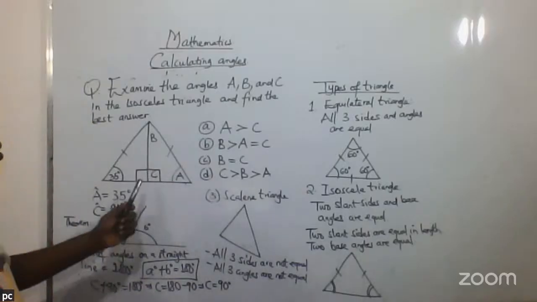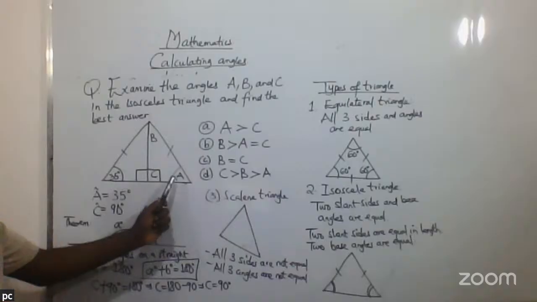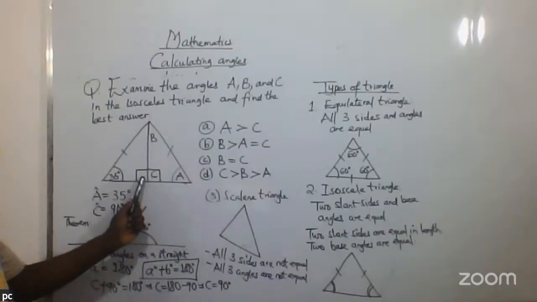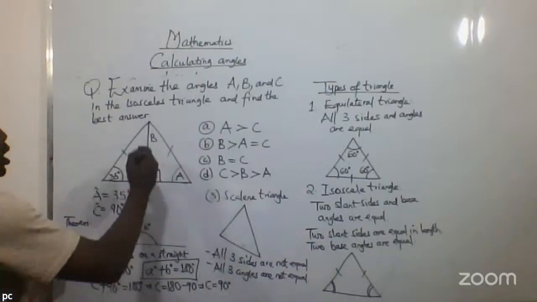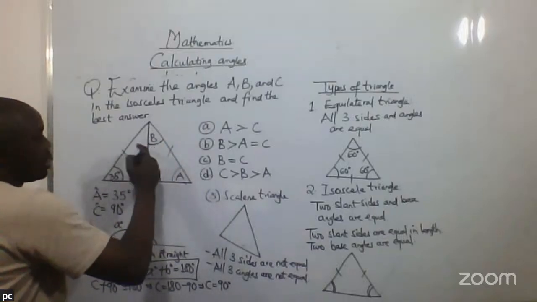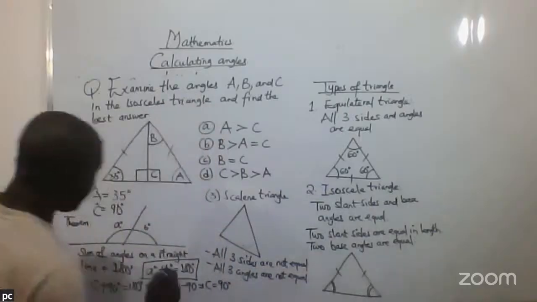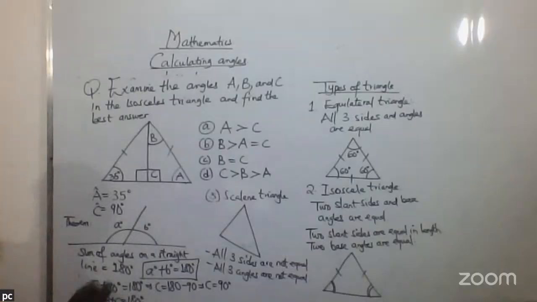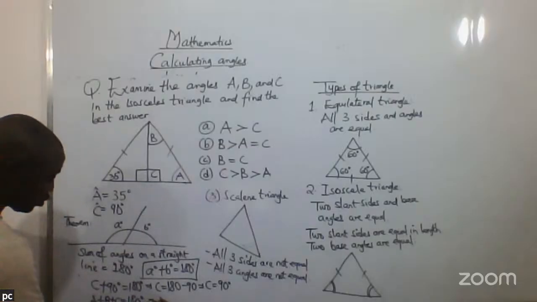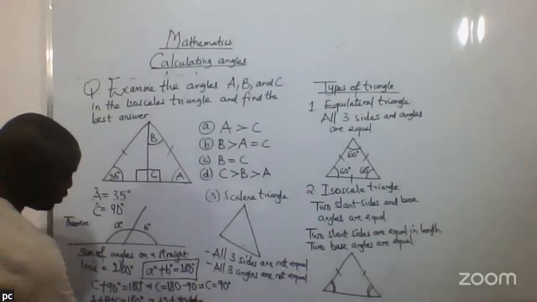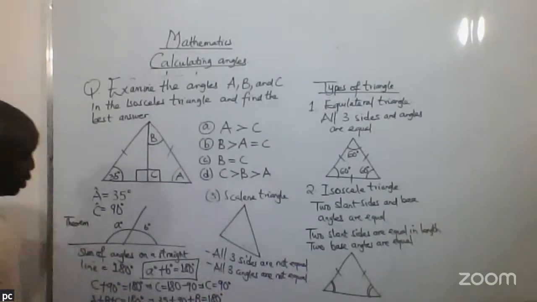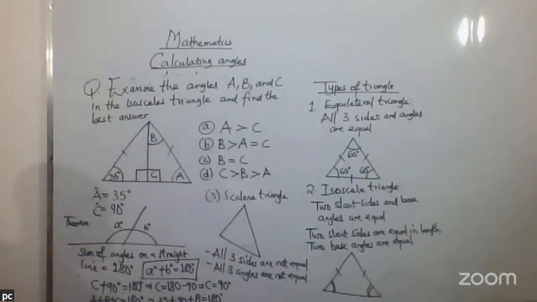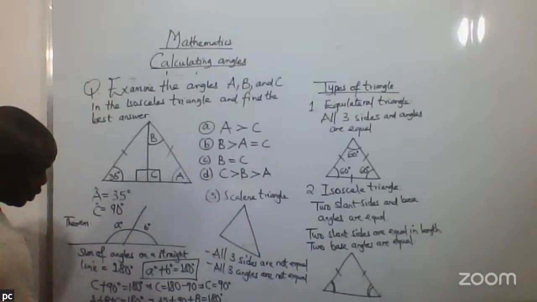So now, for this triangle, we know this to be 90. So let's get the angle at B. That will be A plus B plus C equals 180. Now A is 35, plus C, which is 90, plus B is equal to 180. So 90 plus 35 is 125.